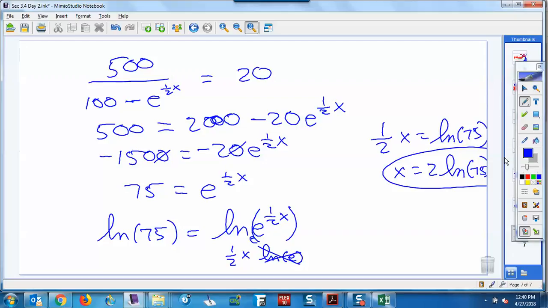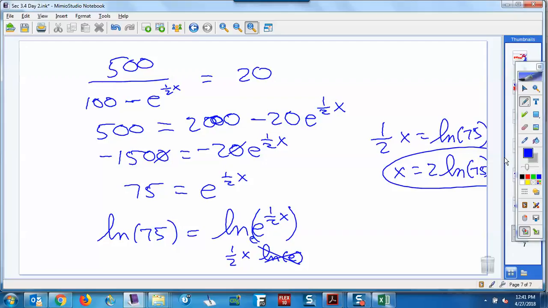On our test, even though we're using a calculator, really the calculator doesn't help you a whole lot unless you need help subtracting or dividing, which is fine. But the calculator doesn't really help you other than those things until the very end. There's no need to type that in your calculator and give me a decimal. I'm perfectly fine with 2 ln 75, just leave it. Matter of fact, it's easier to grade than the decimal, right? And your rounding and stuff like that.